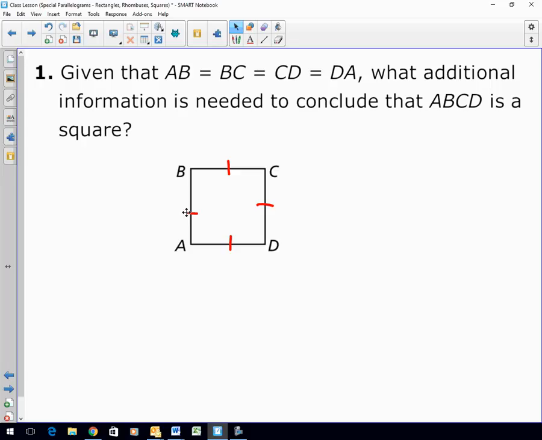It's already a rhombus. If it's already a rhombus, it has to be a parallelogram. And guess what's true in a parallelogram? My opposite angles are congruent, my consecutive angles are supplementary. So if one of those angles is a right angle, the opposite one has to be a right angle, and the one right next to it has to be a right angle.